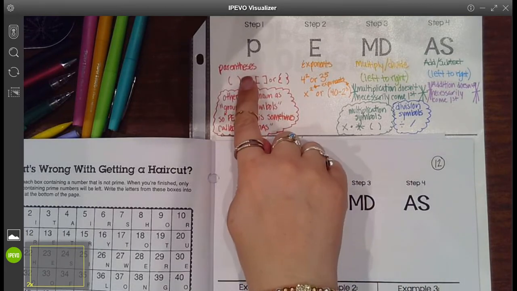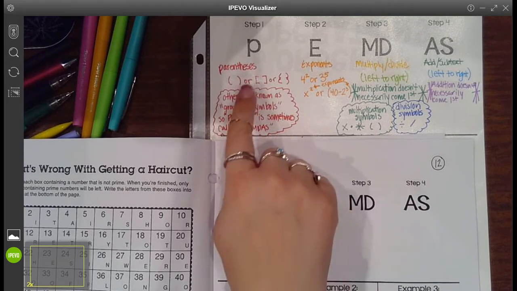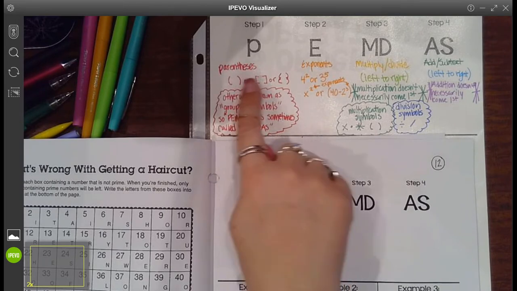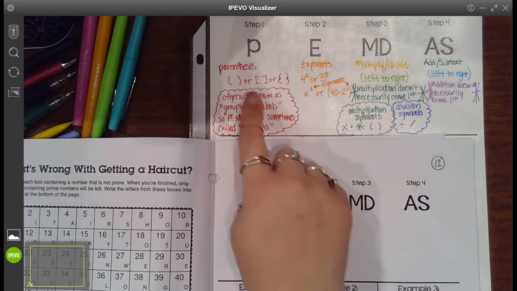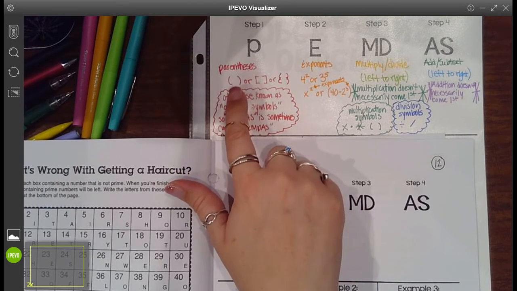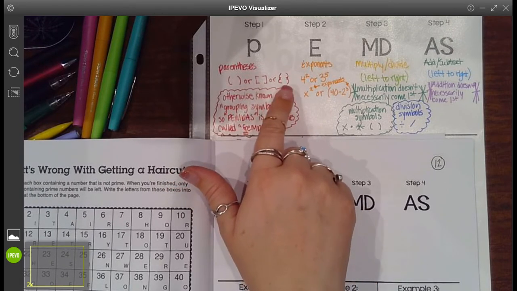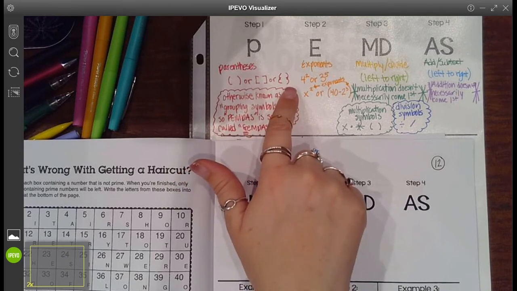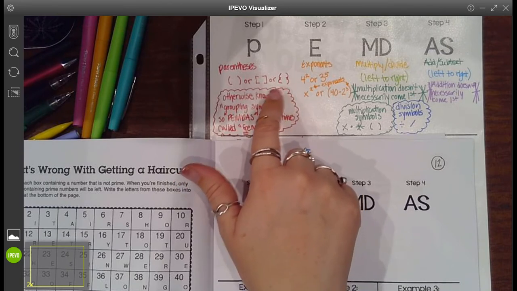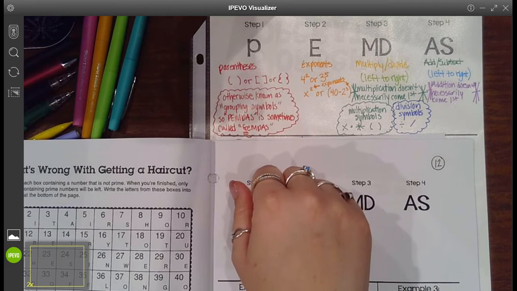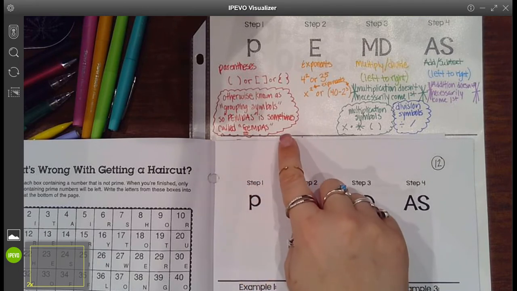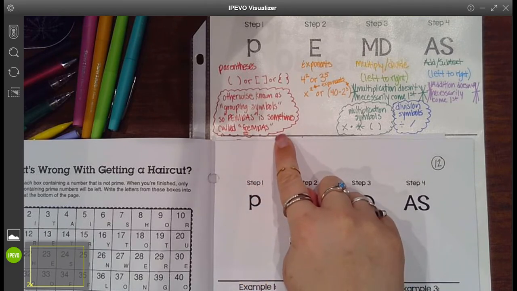So P stands for parentheses. The reason it's been changed on some worksheets from PEMDAS to GEMDAS is because it doesn't just mean parentheses. It means any type of grouping symbol, like a bracket or one of those weird squiggly things. You do everything inside the parentheses or grouping symbols first. Whether it's PEMDAS or GEMDAS, same thing.